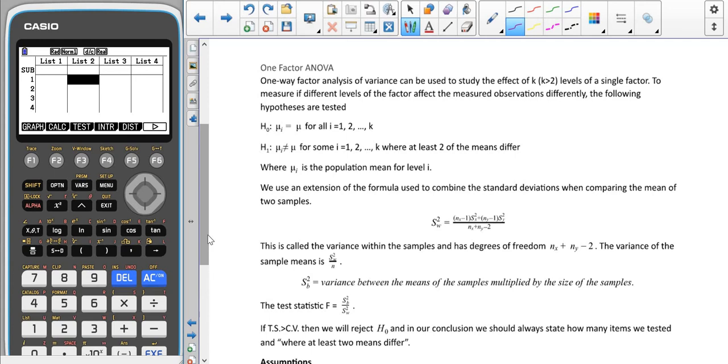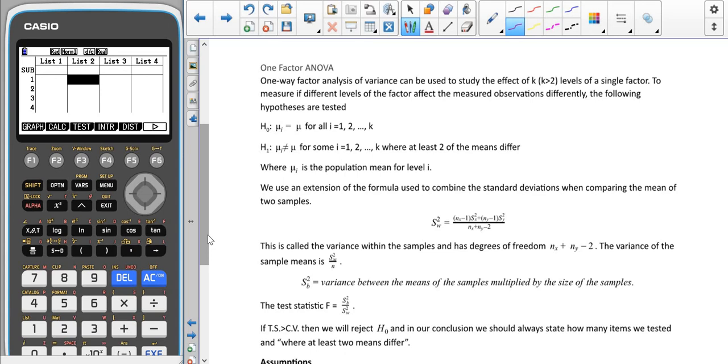To measure the different factor levels, we must measure observations differently to follow a hypothesis that we are testing. So our H0 is that all the mu's are going to be the same for i equals 1 to k, and H1 is that mu i is not equal to mu for i equals 1 to k, where at least two of the means differ. So mu i is the population mean for level i, so each group that we have has different levels.